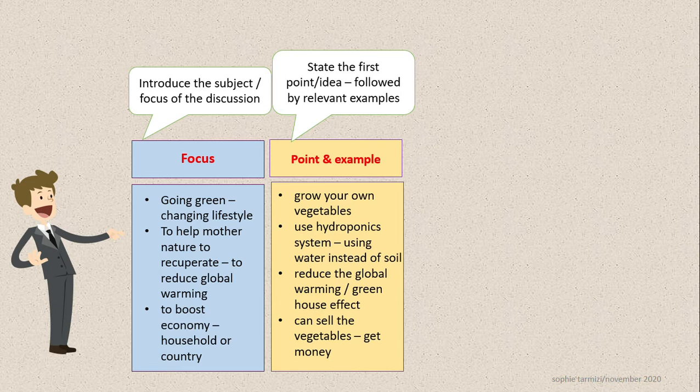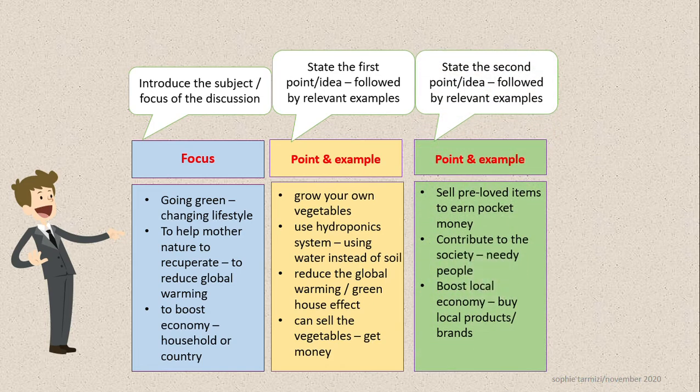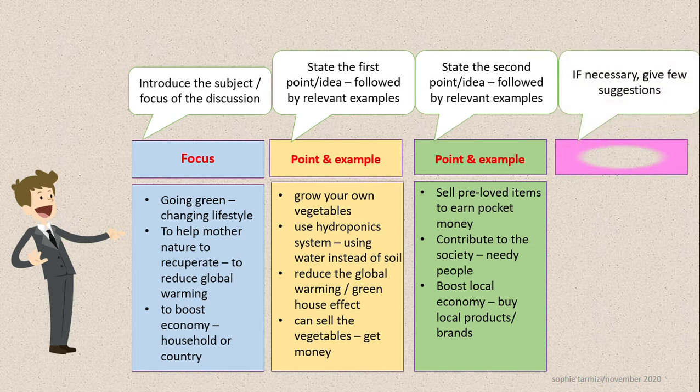So our first point would be grow your own vegetables. You can state hydroponic so that we can reduce the global warming and also we can sell the vegetables to earn some money. The second idea would be sell pre-loved items to earn pocket money, contribute to the society and also boost local economy because we are buying local products.